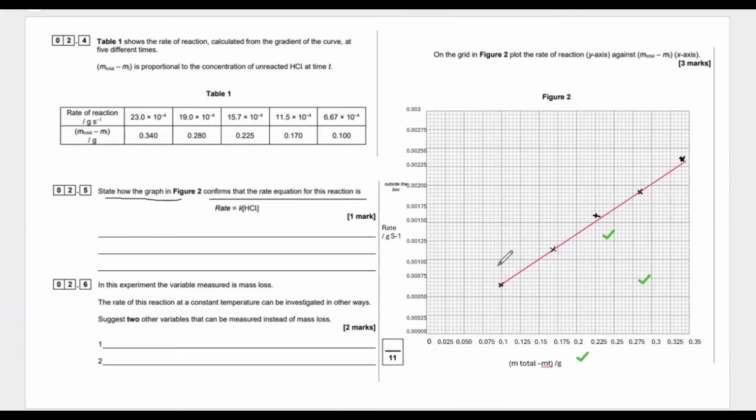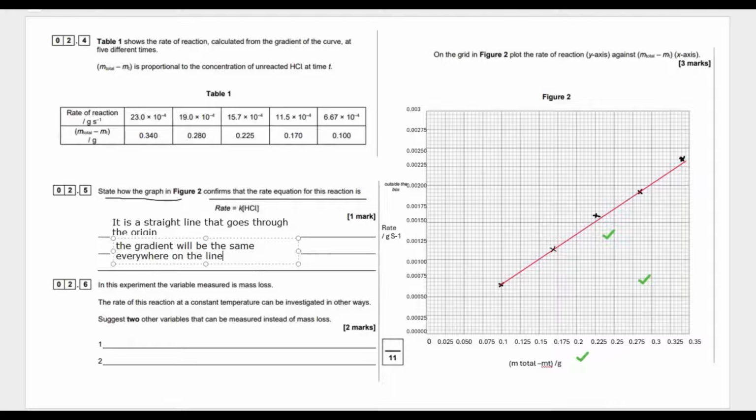Well, looking at this graph, it is a constant gradient. So wherever I go on that pink line and work out the gradient, it will be the same between any 2 points on that pink line. Also, the straight line of this graph, if we extend it, would go through the origin. So it's a straight line through the origin, or you could just say the gradient is constant. And that's what that rate equation shows. It's that it's proportional.